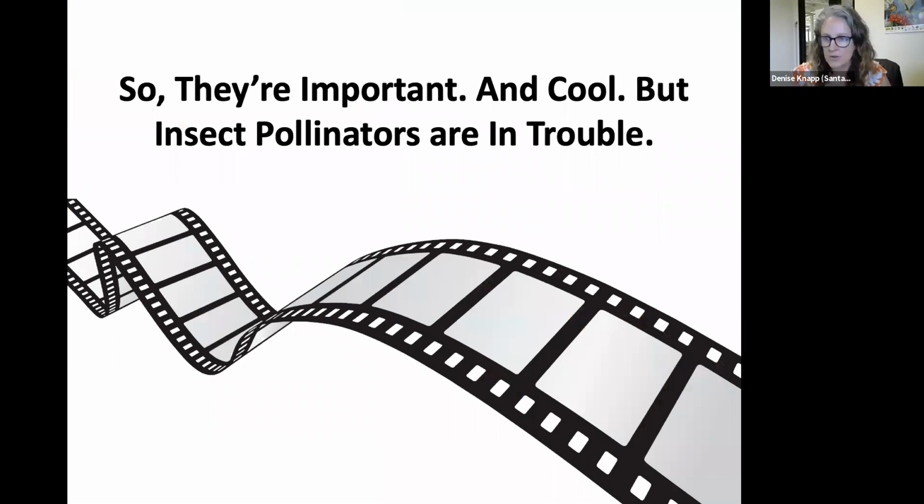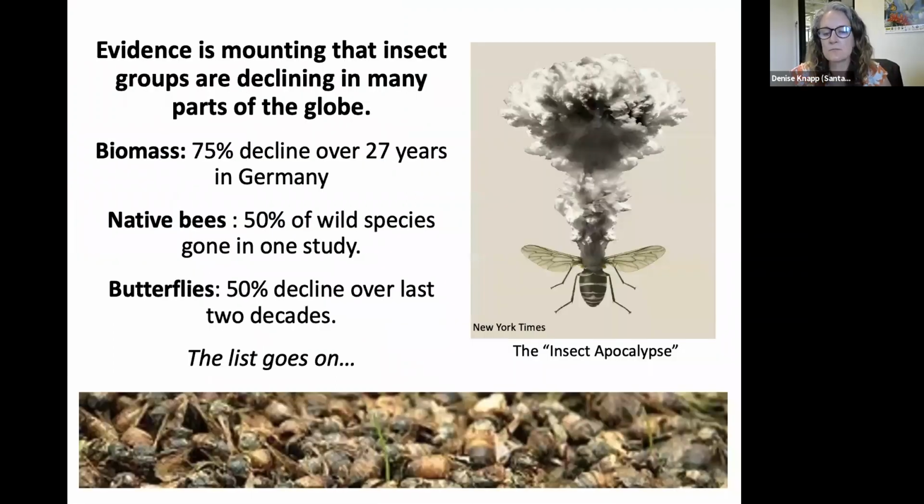Okay, so they're important and they're cool, but they are in trouble. Next. Evidence is mounting that insect groups are declining in many parts of the globe. There's evidence from every continent except Antarctica. And just a little science aside here is that it's hard to measure this. It's hard to prove this. But evidence is just rapidly accumulating. There is enough to know that, yes, there is a problem here.